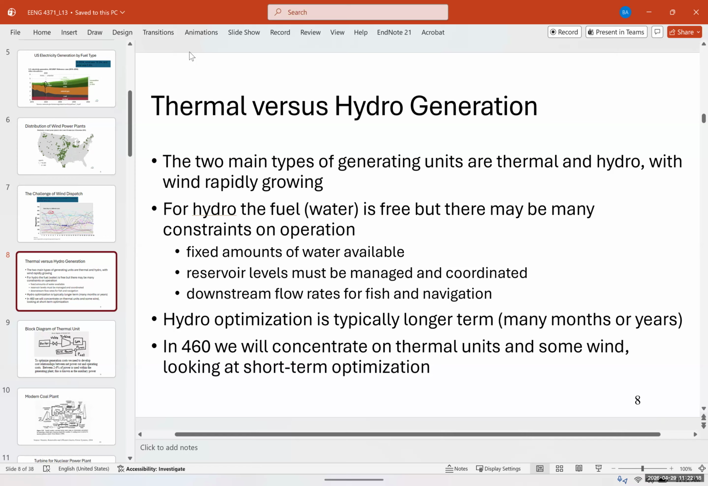Now, in this course, we are going to focus on the thermal units and some wind, and we will look at short-term real-time optimization, which is the economic dispatch. The other thing is that wind is rapidly growing and is increasingly part of the dispatch picture, which is why we will mention it alongside thermal a lot.